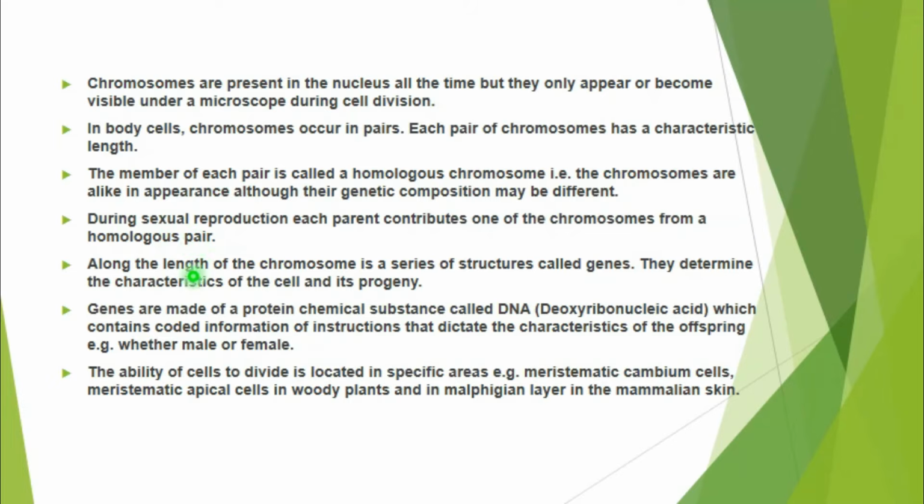from a homologous pair. Now, along the length of a chromosome, what do you have? Having known what a chromosome is, what do you have within the chromosome? Or what is the need to discuss chromosomes? It is because of these structures that are called genes. So within a chromosome, you have genes. Now, what are genes? Genes are the ones that determine your skin color. Let us say you are brown in color. So there are genes that determine that brownness. Or you are tall. What determines that tallness, that height, or that shortness is what we call genes.